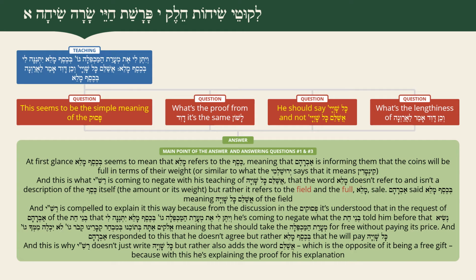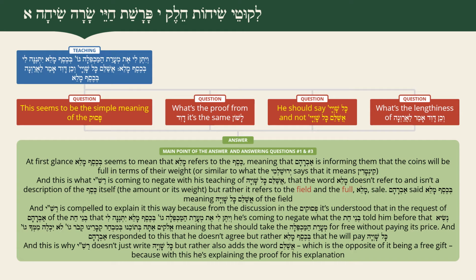It's referring to the field and the sale of the field, that it should be a full sale. Avram said bekesef mole, meaning ashalim kol shavya of the field. When he's saying bekesef mole, he's referring to mole in terms of the sale being a complete sale, that he is going to pay the full price of the field, and not that the kesef will be mole. And what's the reason Rashi explains it this way, and not bekesef mole, that the kesef is mole? We said that's what it seems to mean at first glance.